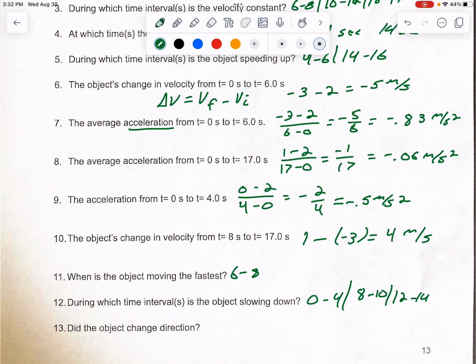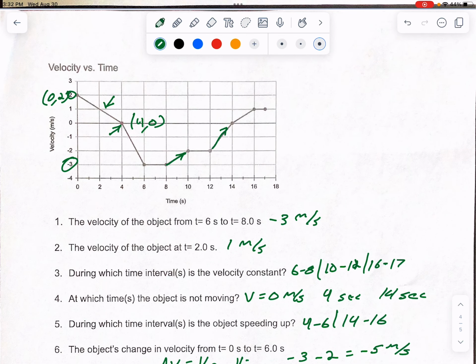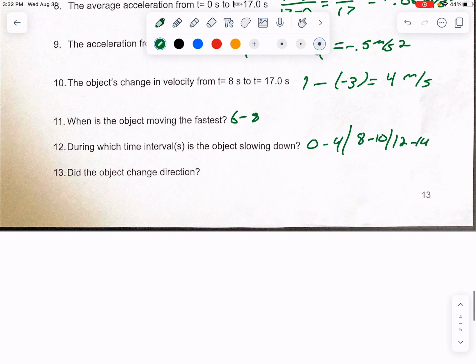And then, does the object change directions? Yes, it does, because as soon as it hits this x-axis and goes through it, that's when you stop and change directions. So there's actually two of them. They stop and change directions 2 times, one at 4 seconds and one at 14 seconds. So did it change? Yes, and it changed at 4 seconds and 14 seconds. And that'll end this one.